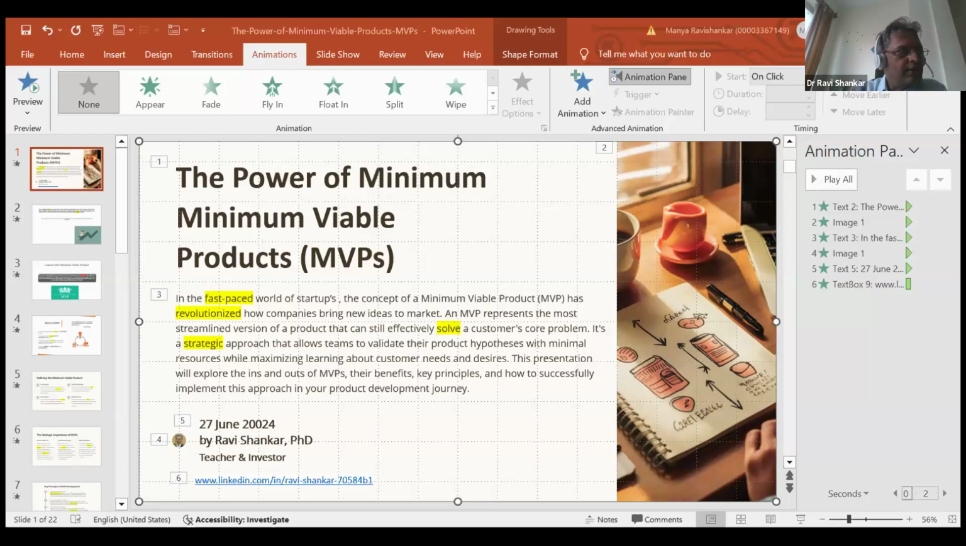Really, in today's uncertain, fast-paced world, the concept of MVP has kind of revolutionized how quickly you can take ideas to market and also how effectively you can solve a genuine customer problem. At the same time, it's very strategic in nature. When I say strategic, it's because you can maximize learning with minimum costs and resources. Therein lies the power of MVP.